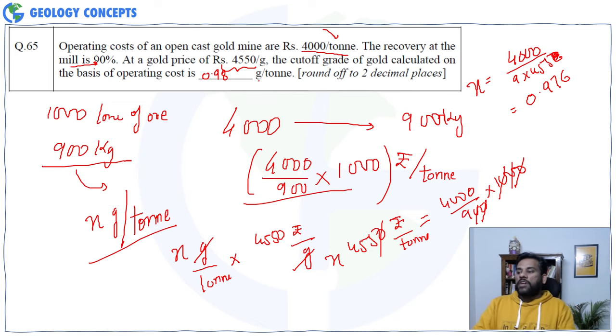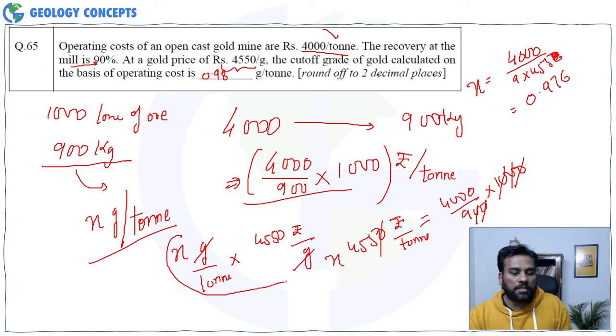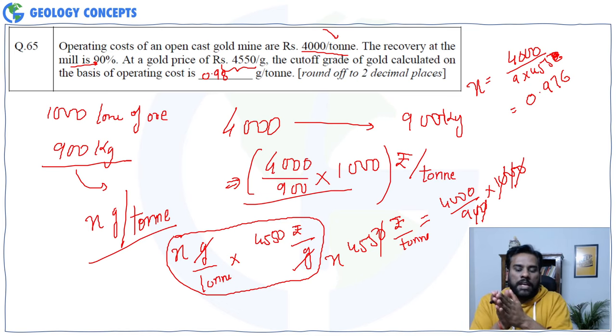So this will be the cutoff grade at which your company, if you are doing this job, will not feel any loss, right? Whatever money you spend on extracting, it will sell in the market for the same amount. If your grade is more than this, that is good, but 0.98 is the cutoff grade. Cutoff grade means if the grade is less than this, then you will go into loss, you will be doing this business at a loss. If it is more than that, that will be your profit. Cutoff grade is just equal, whatever is the price of the gold and whatever gold you are mining is same. The cost of operation and the value of gold is same. Right? So this will be the answer here.